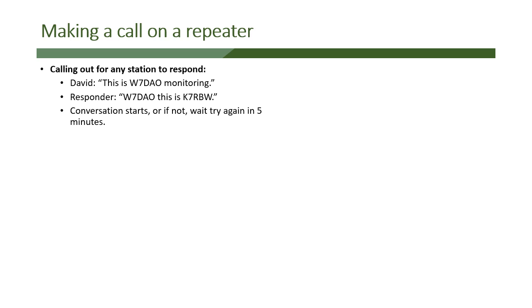When you're making a call to a repeater, you're calling out for any station to respond. So you're just driving around, let's say, or you're sitting somewhere and you want to see if anybody's out, you want to have a conversation, then you can just call out, "This is W7DAO monitoring." You can also say, "This is W7DAO listening," and that's an indication that, hey, I'll talk to anybody who's out there. You might hear someone come back, "W7DAO, this is K7RBW." Oh, okay. I'd say, "K7RBW, hi, this is David. How's it going?" We start a conversation.